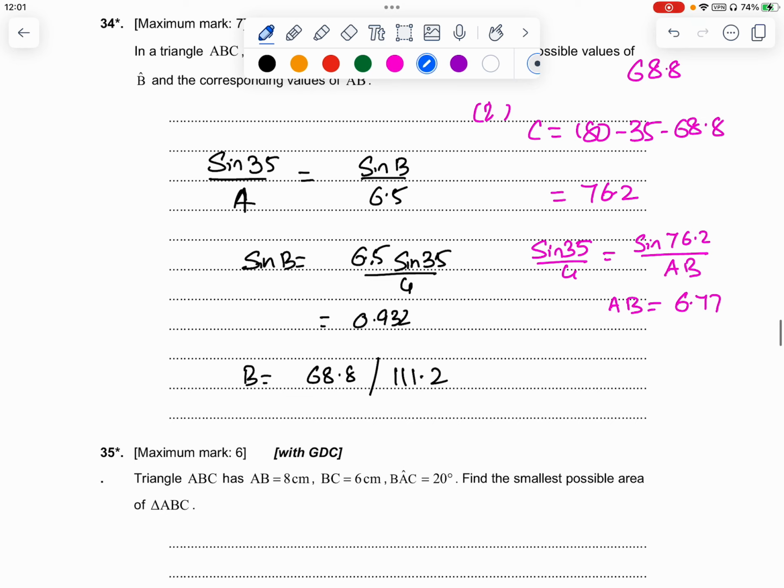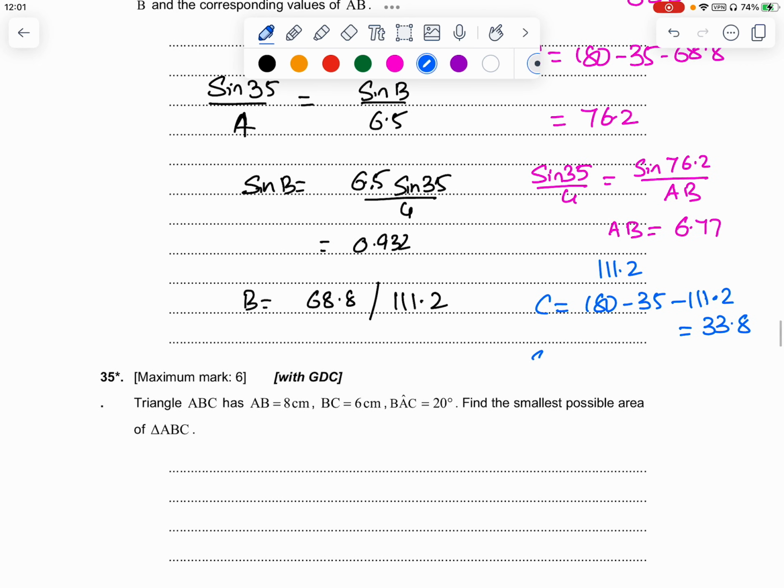Whereas if it is 111.2, then angle C will be 180 minus 35 minus 111.2, which is going to be 33.8. So sine 35 upon 4 equals to sine 33.8 divided by AB. This gives me AB value is 3.88. This is going to be the answer.